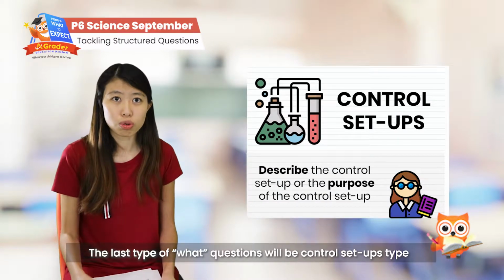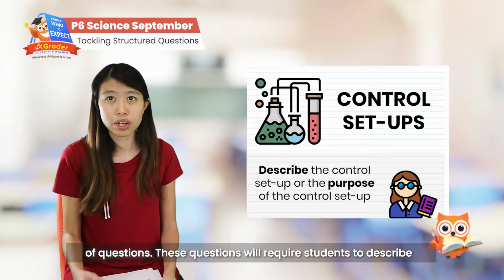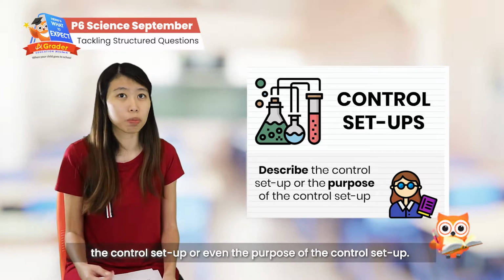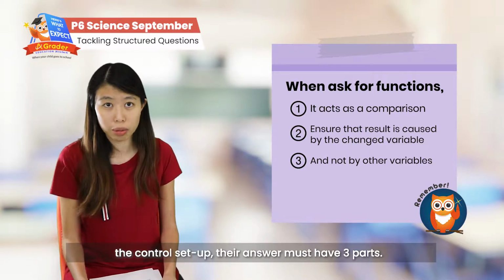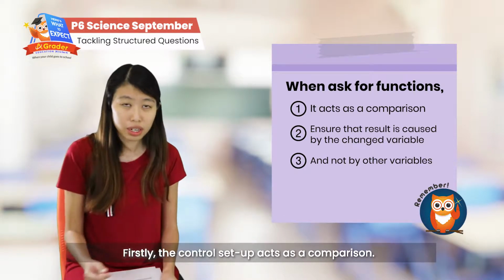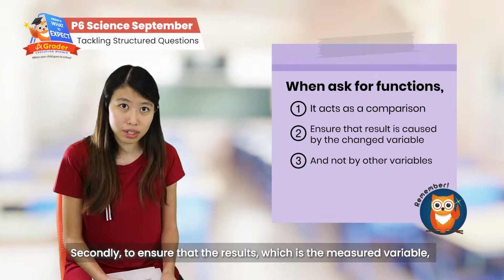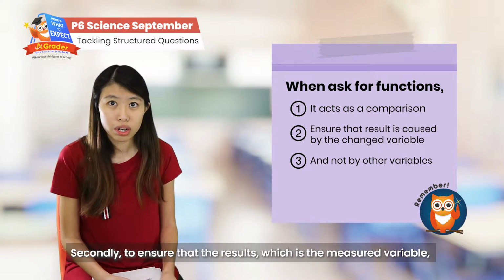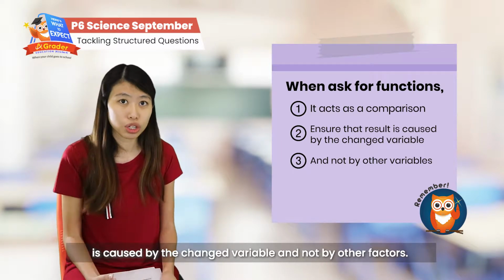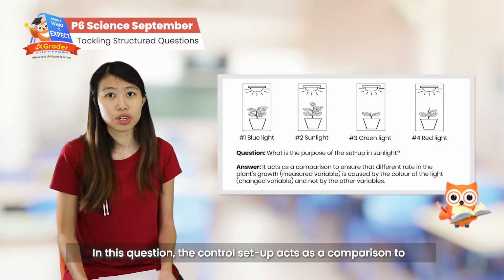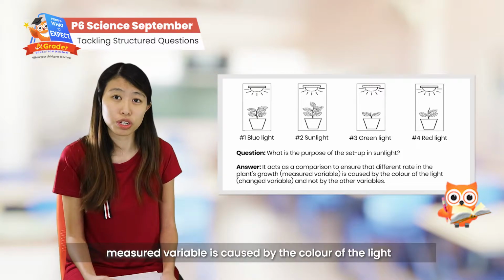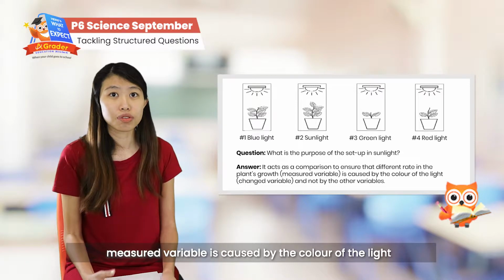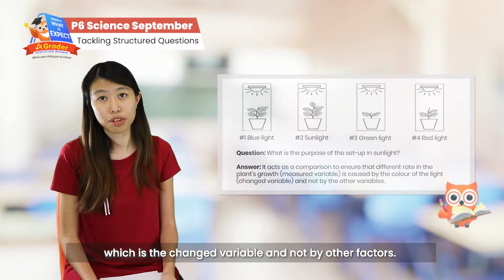And the next one will be control setup types of questions. These questions will require students to describe the control setup or even the purpose of the control setup. Students have to remember, when a question asks for the function of the control setup, their answer must have three parts. Firstly, the control setup acts as a comparison. Secondly, to ensure that the results, which is the measured variable, is caused by the change variable and not by other factors. So in this question, it acts as a comparison to ensure that the different rate in the plant's growth, which is the measured variable, is caused by the color of the light, which is the change variable, and not by other factors.